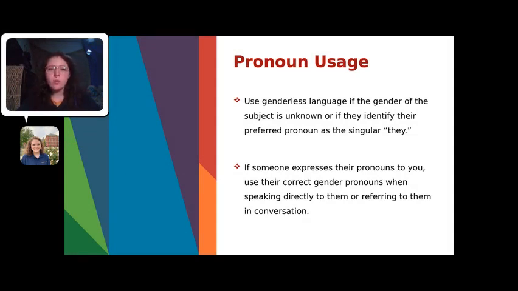So, here are some of the ways you can use more gender-inclusive language. First, use genderless language if the gender of the subject is unknown or if they identify their preferred pronoun as the singular they. Second, if someone expresses their pronouns to you, use their correct gender pronouns when speaking directly to them or referring to them in conversation to show respect for all gender identities.